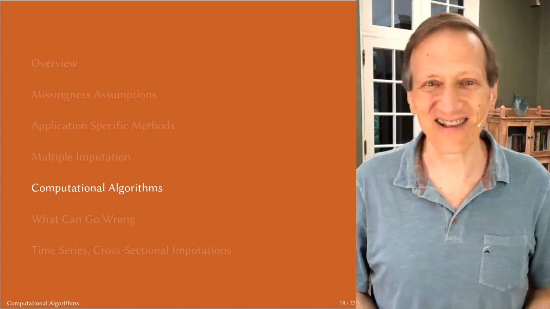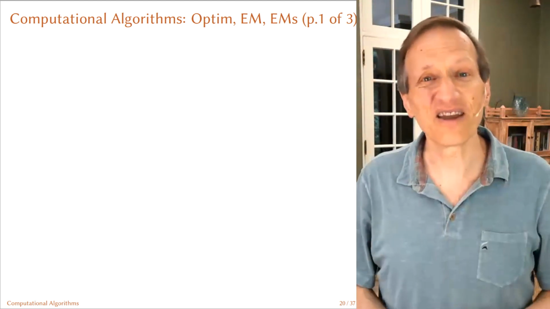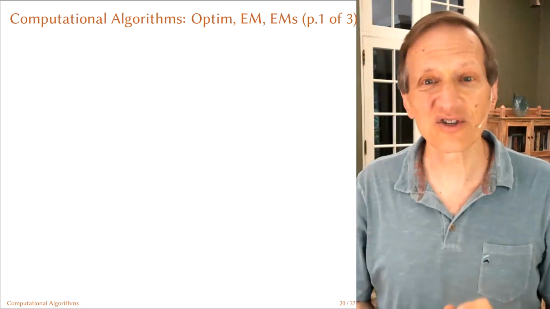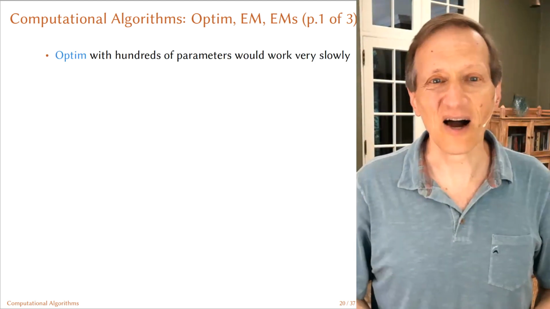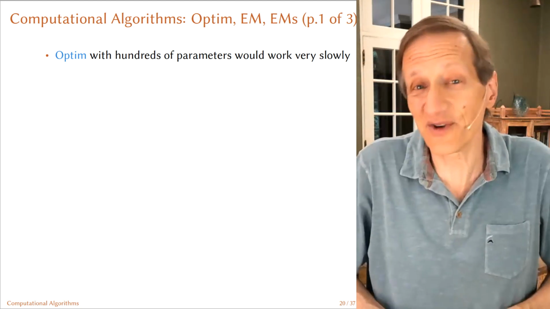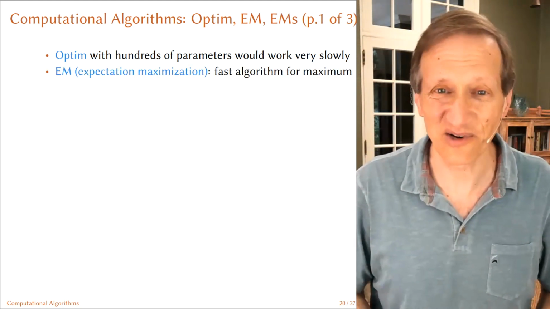Okay, computational algorithms. Optim is the one that you basically know. It's a generic optimizer. We're also going to talk about EM and EMS. There's 3 pages. This is page 1 of 3. Optim with hundreds of parameters would work in principle, but it would work very slowly, and it might be really hard to get it to really work.